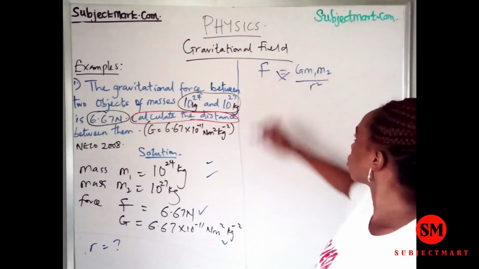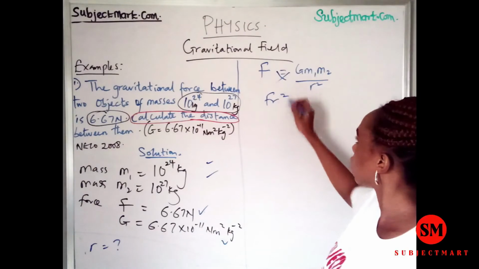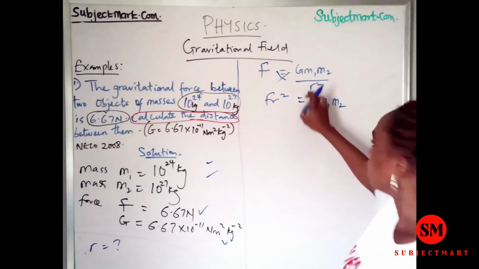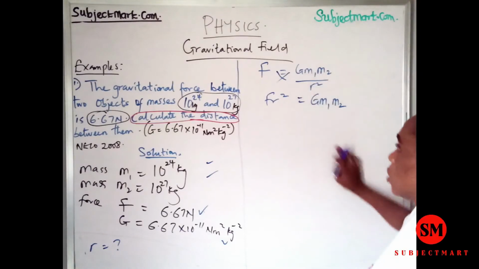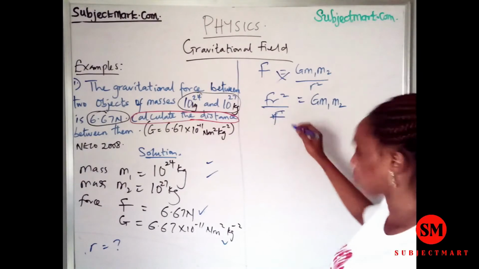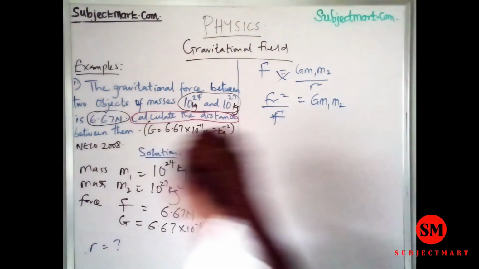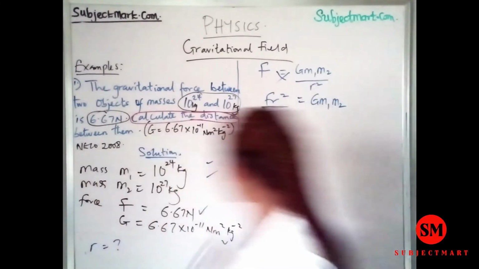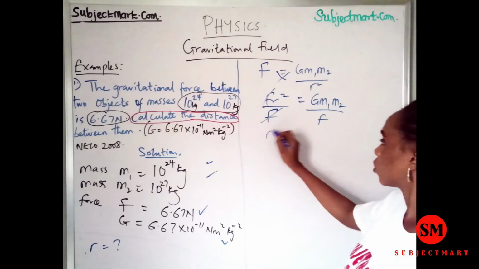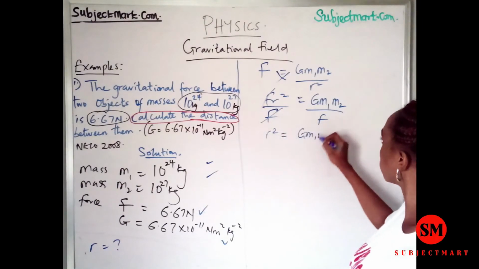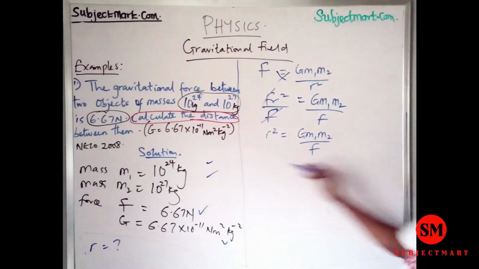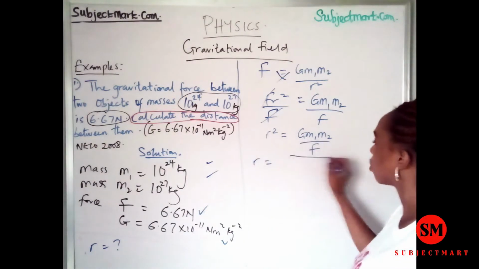So I'm just going to cross multiply. So this is F R squared is equal to G M1 M2. Remember, I want to make R the subject of the formula. So I'll divide both sides by F. F cancels F. So now my R squared is equal to G M1 M2 over F. Now, I'm just going to find the square root of both sides.